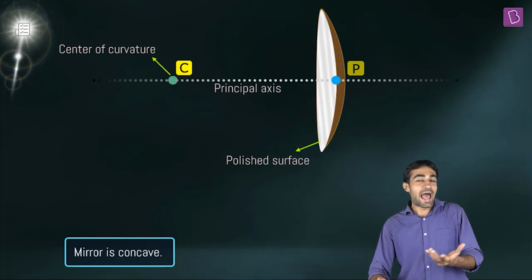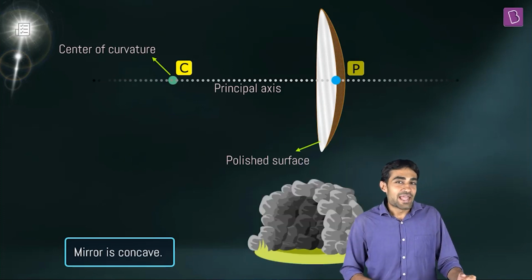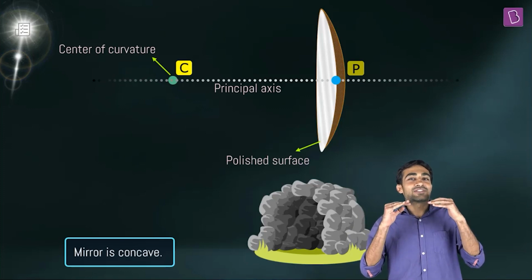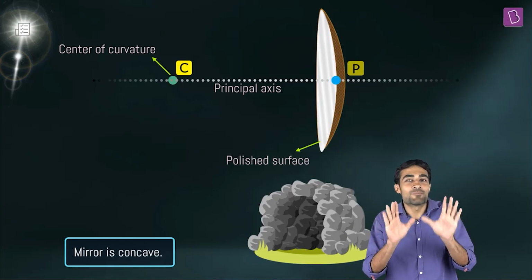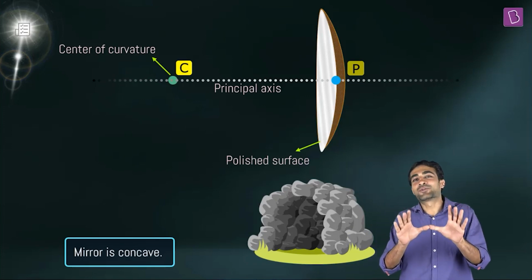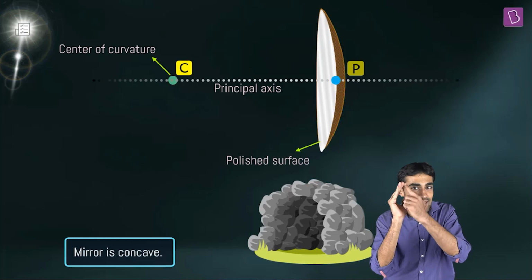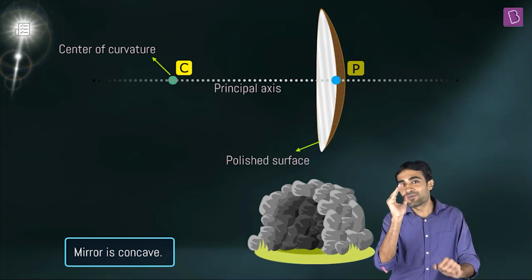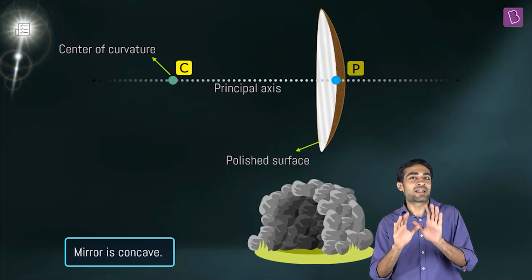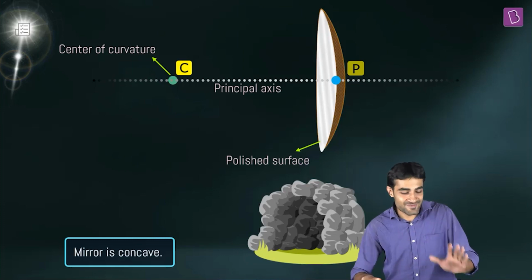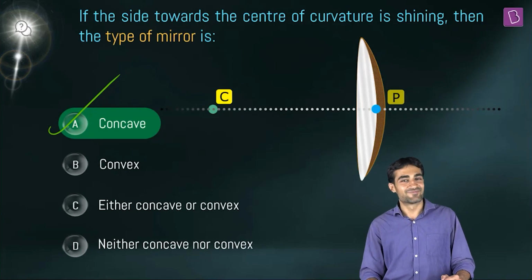Now, in case you are in the habit of forgetting the names, then I might give you something to remember. Imagine a cave with the shiny side inside the cave. So now you can relate. This is just for memory. This is not a concept. We have the inner side as the shining side, and we have a cave. So these types of mirrors are concave mirrors. This might help you to remember. So the answer for this question is option A, concave mirror.